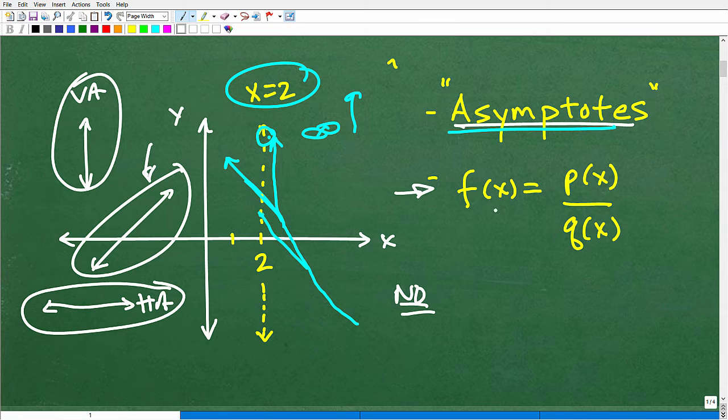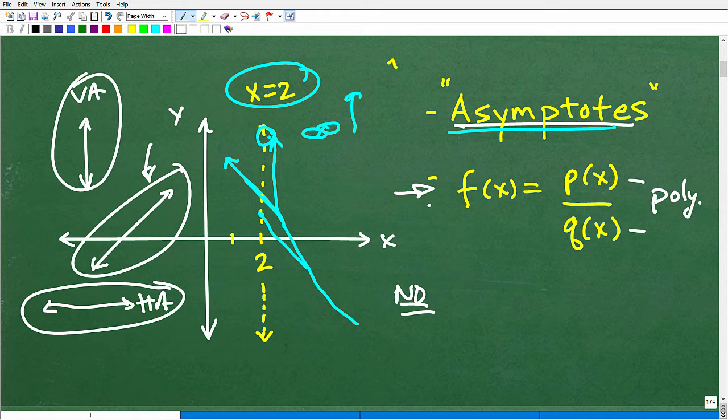So it's a function, f of x, and it's made up of 2 other functions, a numerator and denominator function, but both of these guys are polynomials. So by definition, a rational function is effectively like a fraction where the numerator and denominator are both polynomials. But that's basically the definition of a rational function.